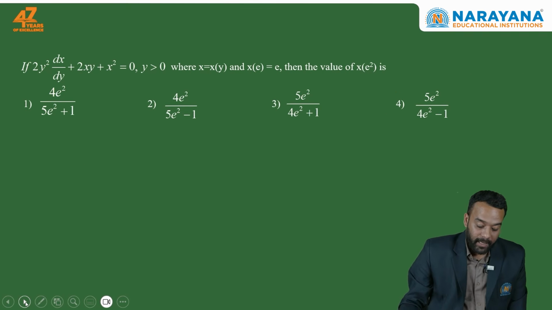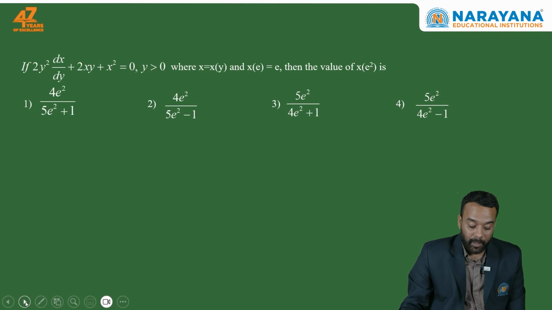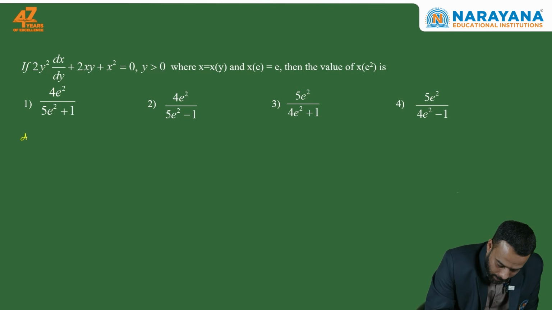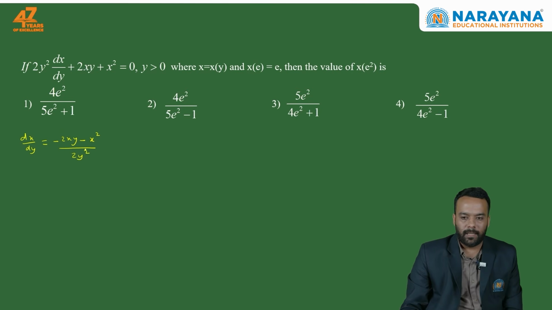If 2y square dx by dy plus 2xy plus y plus x square is equal to 0, where y is positive and x is a function of y in such a way that x of e is equal to e. Now they are asking the value of x of e square. So now we can see that over here I can write dx by dy is equal to negative of 2xy minus x square upon 2y square.